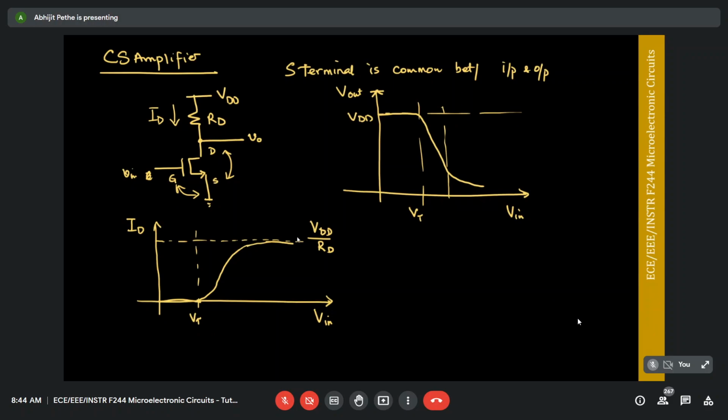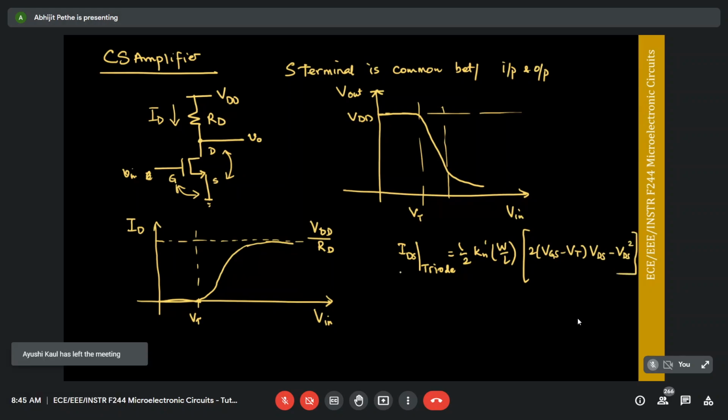In the linear region and the triode region, if VDS goes to 0, what happens to the current? The current goes to 0, right? Remember, current has a VDS term. The transistor in triode is given by half Kn prime W by L times 2 times (VGS minus VT) times VDS minus VDS squared, right? So if VDS goes to 0, then the current is going to go to 0 in our model.